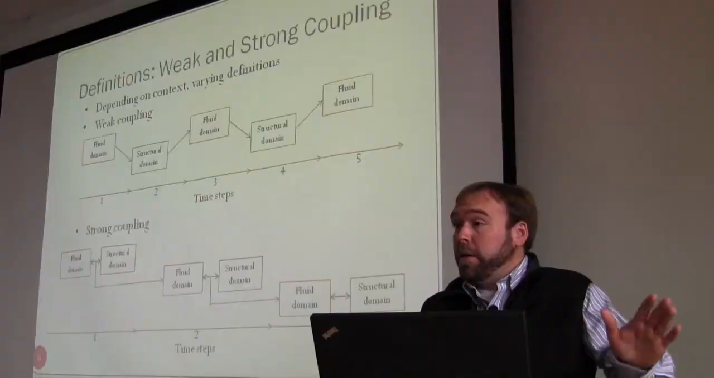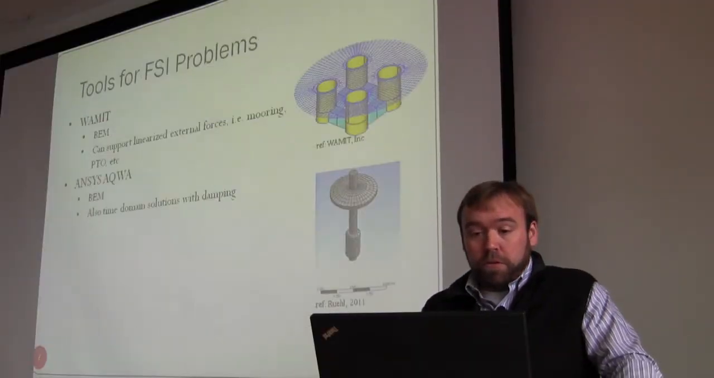A strong coupling scheme is for each time step, both domains are solved iteratively, and so they converge to a solution given some tolerance that you're aiming for. And so then as we march forward in time, for each time step, that same iterative technique is used. Okay, so that's what I mean by the strong coupling procedure.